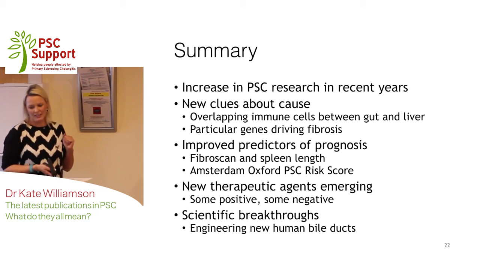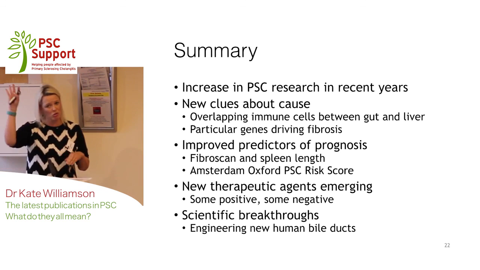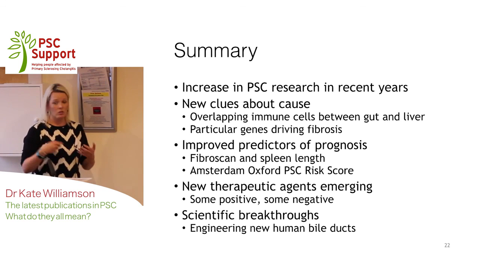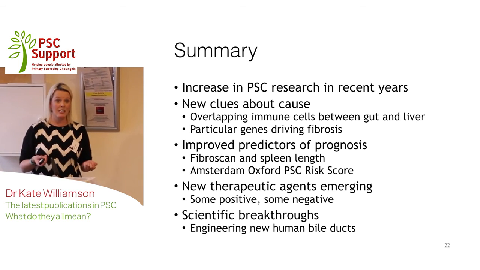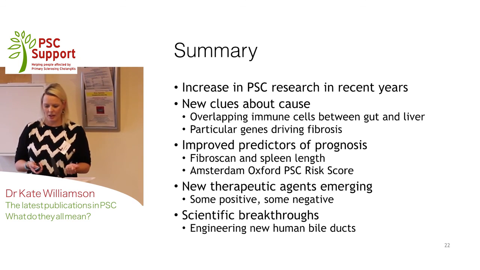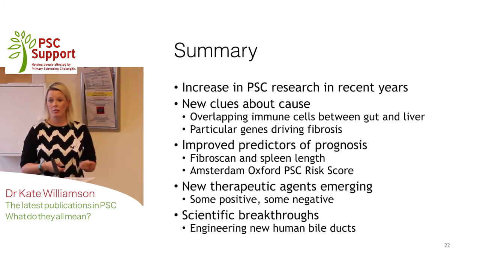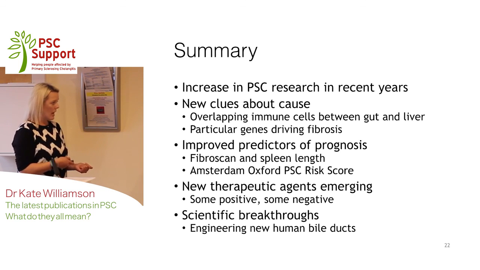So in summary, there's been a big increase in PSC research in recent years, a huge increase. There's new clues about the cause to do with overlapping immune cells between the gut and the liver, as well as particular genes driving the disease. We've got improved predictors of prognosis, such as the FibroScan and spleen length, and this risk score that any patient or doctor can use. There's new therapeutic agents emerging.